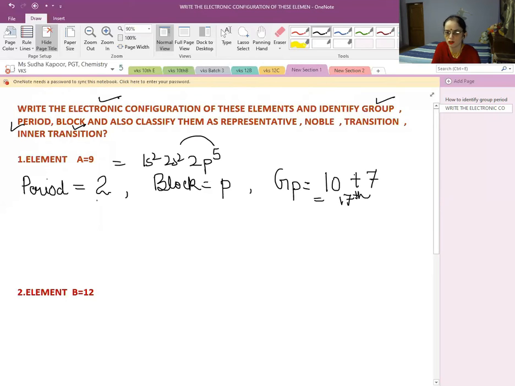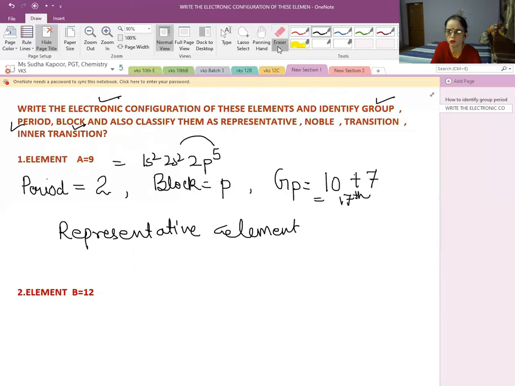So which type of element is it: representative, noble, transition or inner transition? The p block elements are representative elements. It is a halogen, a representative element. So identification of group, period, block and nature of the element can be done very easily if our ability to write the electronic configuration is totally correct.